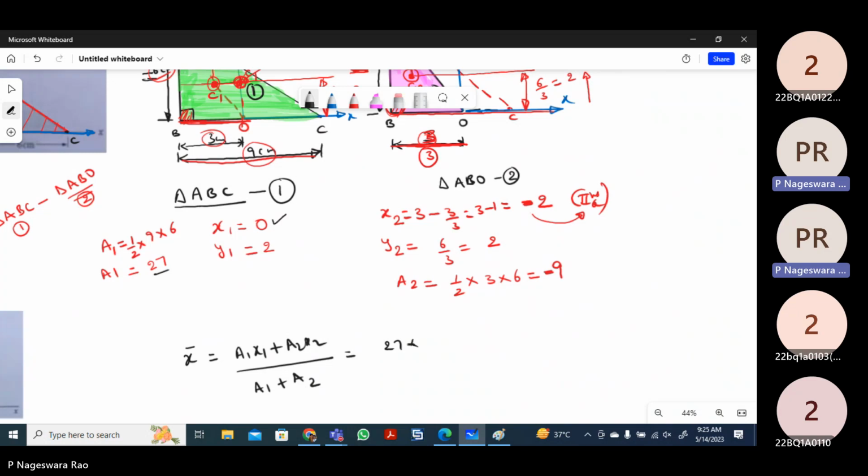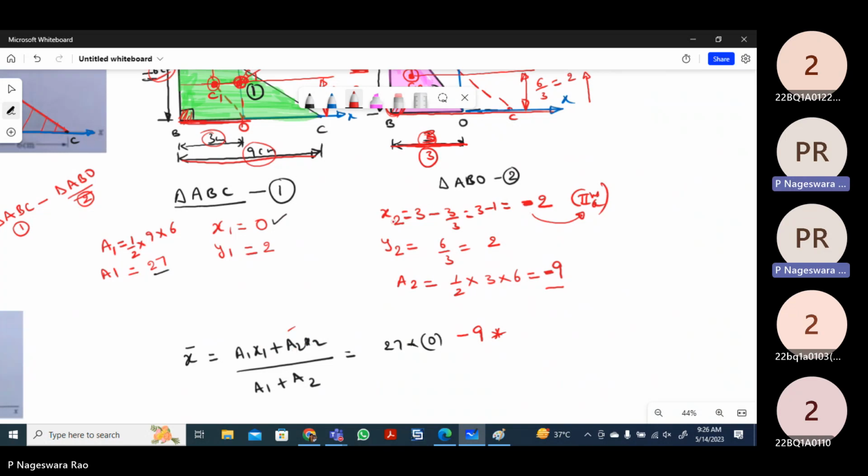Its x1 coordinate is 0 distance because it lies on the y-axis. Plus the second area, because for the second area we should not enter the positive sign. We have to remember the second area, so the sign will be negative. That is minus 9 is the sign into its x2 coordinate. The A2 area is being removed, that is the reason we give the negative sign.